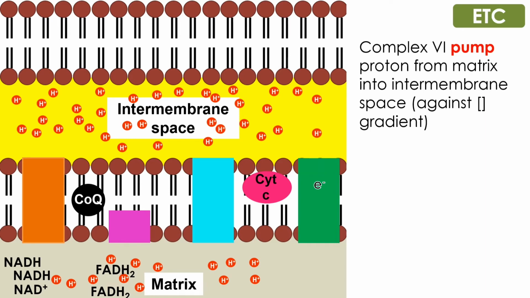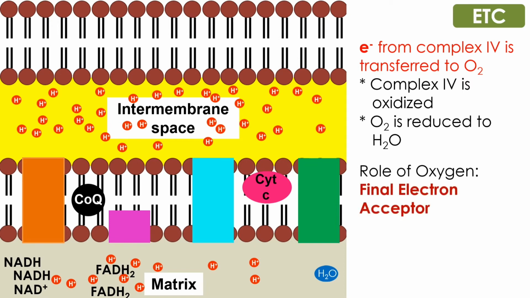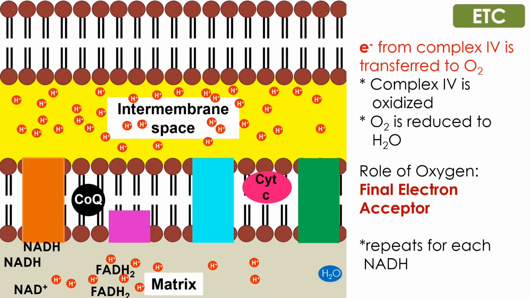Finally, the electrons from complex 4 will be used to reduce oxygen molecules into water. Since oxygen is the last molecule that will receive the electrons, this is why in aerobic respiration, oxygen acts as the final electron acceptor. The process of electron transport chain will repeat for each of the NADH molecules produced during glycolysis, link reaction, as well as Krebs cycle.